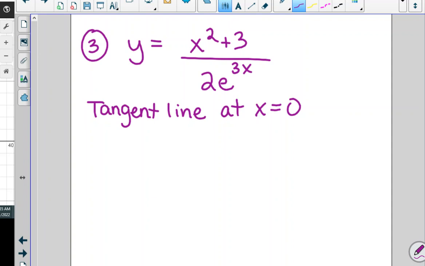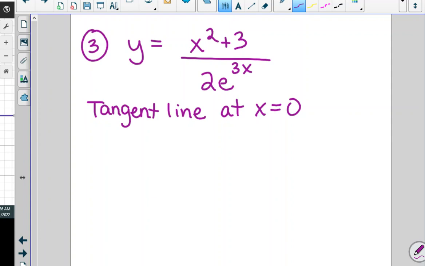2e to the 3x. Oops. Is that what I wanted? I guess I did. Okay. Yeah, we should have done that product one. It's okay. That's okay. We'll do this one.